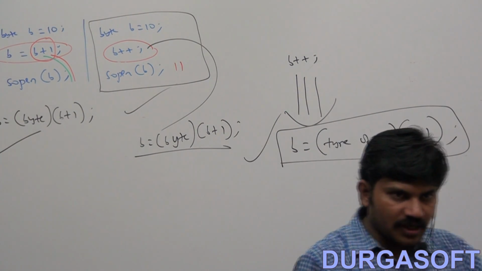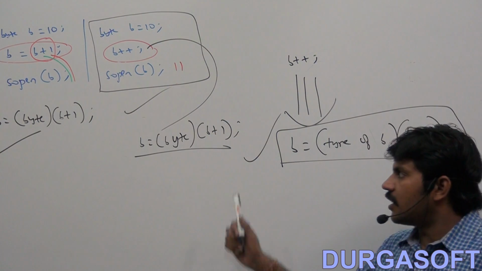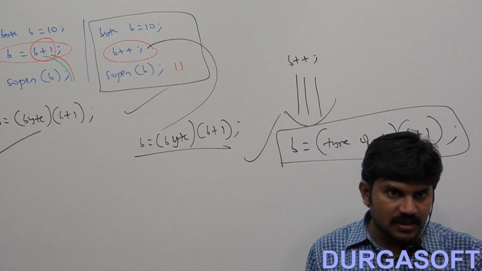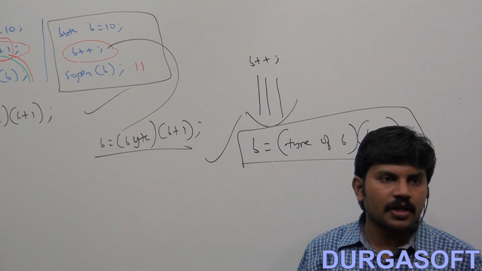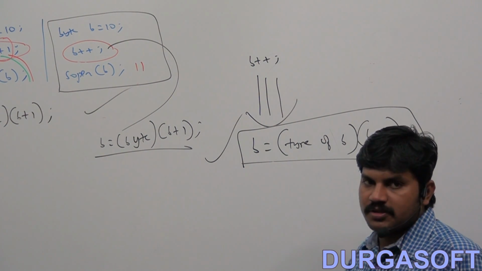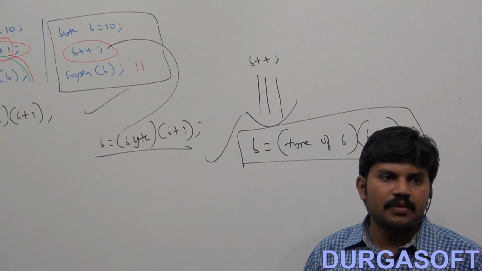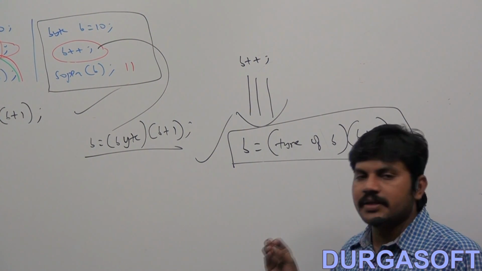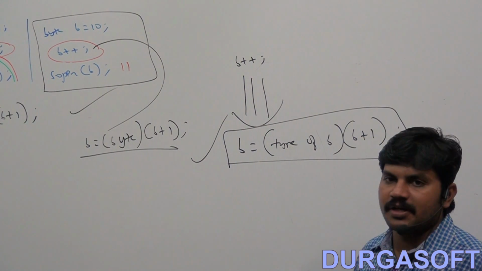I hope you are aware now. So b plus plus and b is equal to b plus 1, are both the same or is there a difference? There is a difference. In the case of increment and decrement operators, internal typecasting will be performed automatically. So that's all: these are the various loopholes related to increment and decrement.